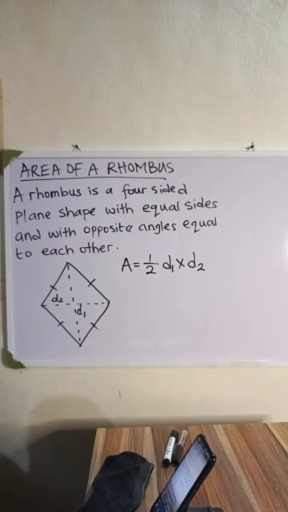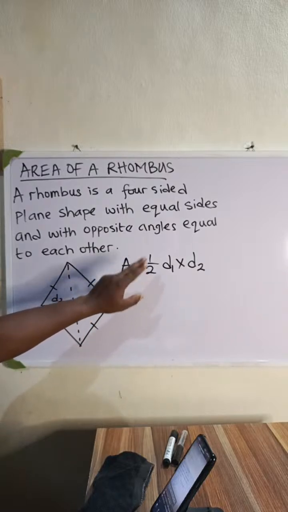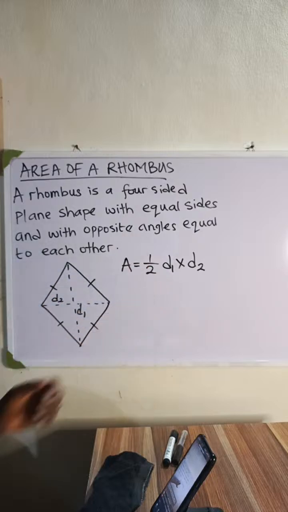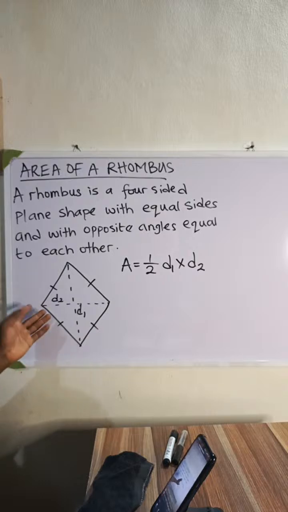So now the formula is area is equal to 1/2 times d1 times d2. d1 is the longer diagonal, d2 is the shorter diagonal.